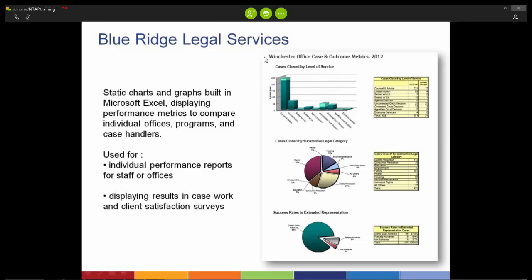So they have this particular report that we're looking at, you'll notice, is for the Winchester office. They do a lot of slicing and dicing. There's more to this report. This report is about 3 pages long. We'll look at other pages in just a second. You can see it for the program as a whole. They can see it for each office. They can see it for different areas of law, and they can see it all the way down to the individual case handler.